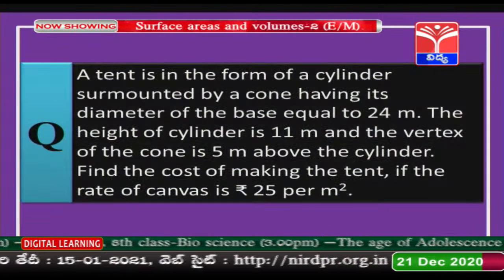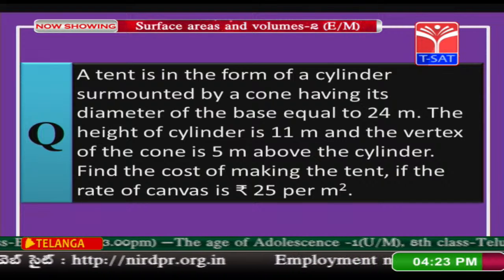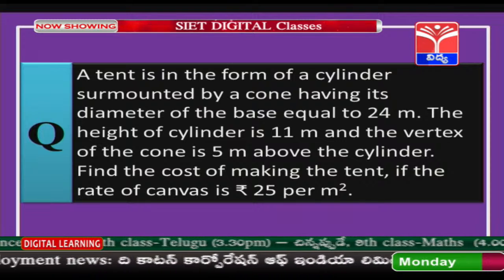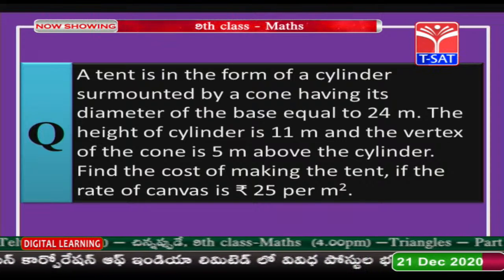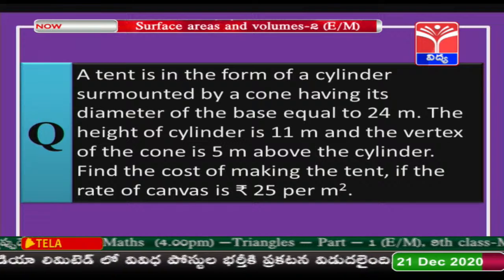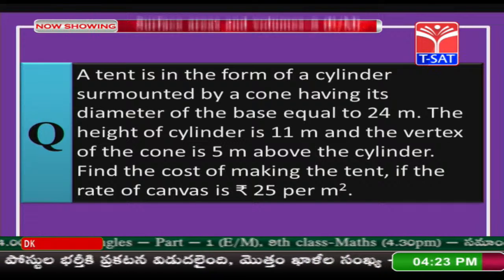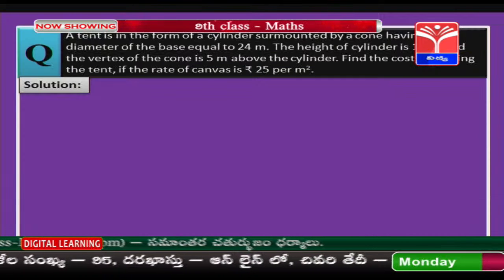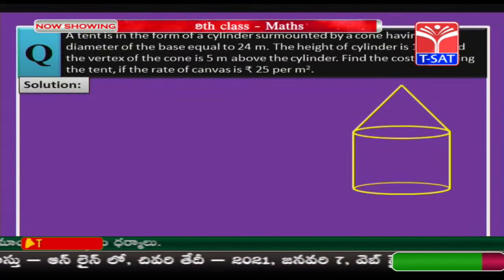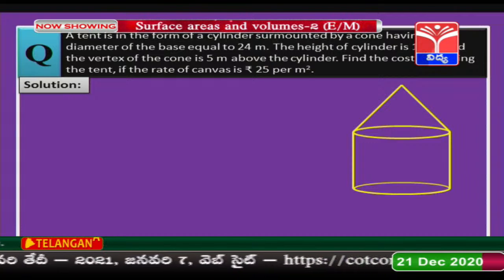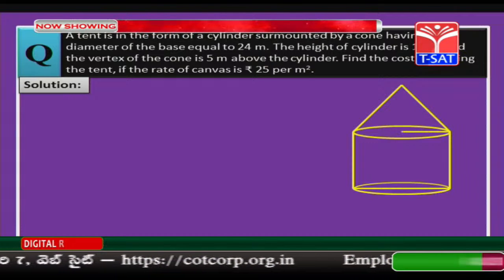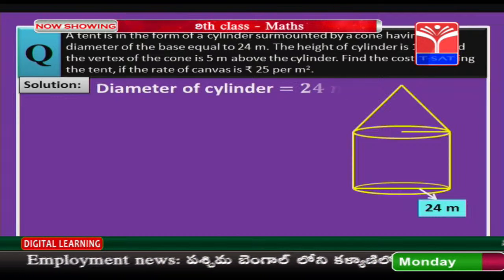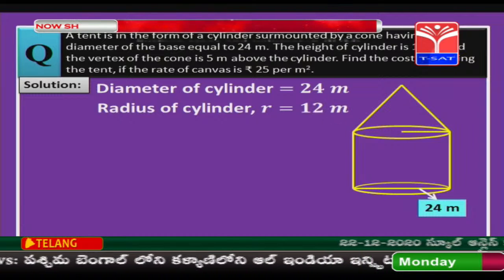A tent is in the form of a cylinder surmounted by a cone having its diameter of the base equal to 24 meters. The height of cylinder is 11 meters and the vertex of the cone is 5 meters above the cylinder. Find the cost of making the tent if the rate of canvas is 25 rupees per meter square. Let us start with the solution. So, here you can notice a cone over a cylinder, right children, and what is given? The diameter of the cylinder as 24 meters, which means the radius is how much? Yes, half of it.